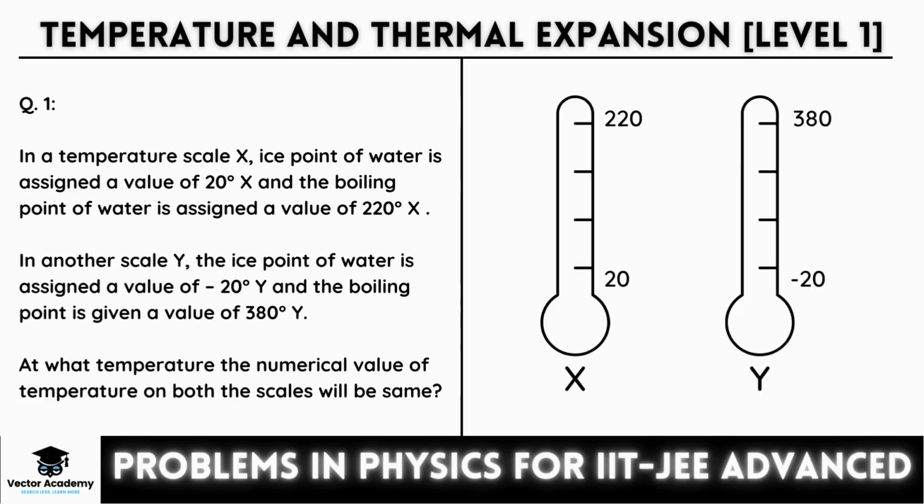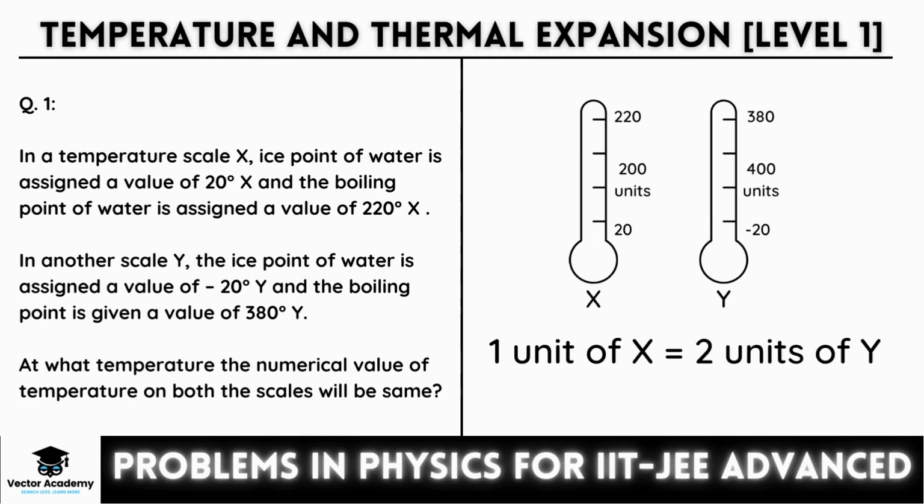We can consider temperature scales for X and Y as illustrated in figure. Here X lies in the range of 20 to 220. And Y lies in the range of -20 to 380. Total units in temperature scale X is 220 - 20. That is 200 units. Total units in temperature scale Y is 380 - (-20). That is 400 units. Clearly, 1 unit of X equals 2 units of Y.